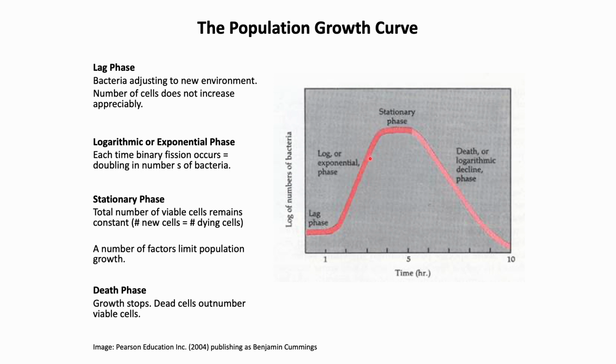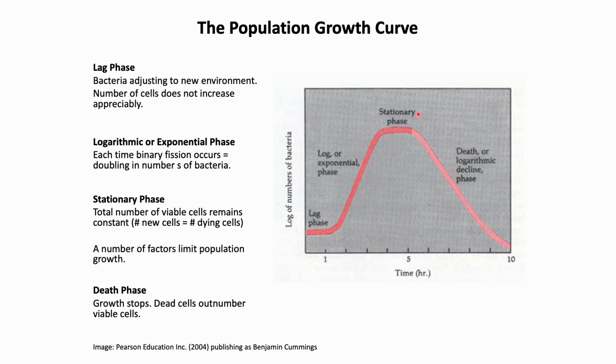And then you enter the log phase or exponential phase. And this area is where we calculate doubling time or generation time. So this log or exponential phase is when bacteria are exponentially growing. 1 cell became 2, became 4, became 8, became 16, became 32, so on and so on. Eventually, though, we get to the stationary phase, where the number of living cells or new cells equals the number of cells that are dying.